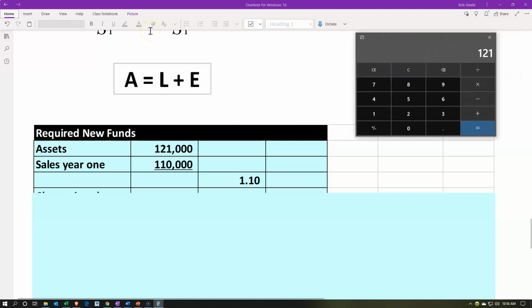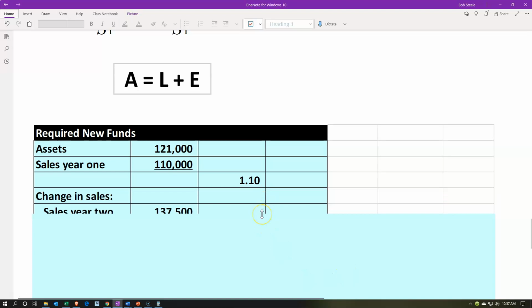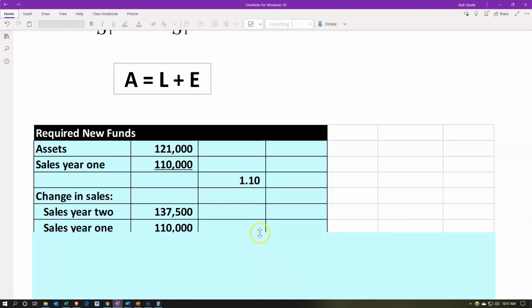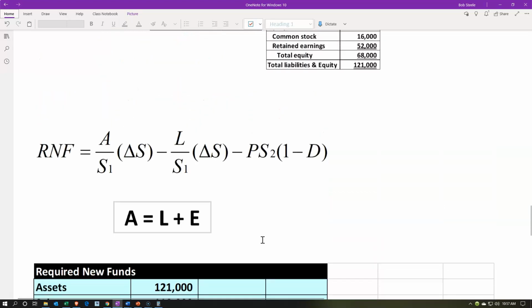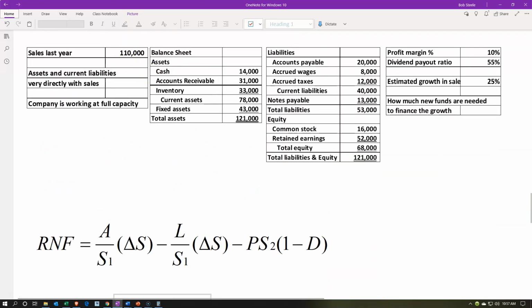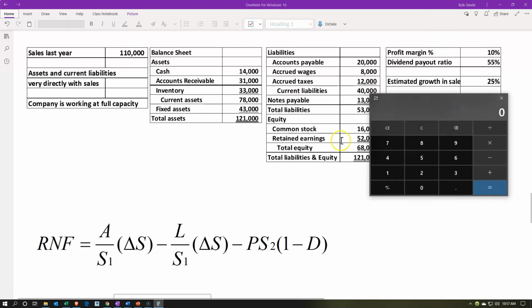So we got the 121,000 divided by the 110,000. That's going to give us 1.1 exactly. So no rounding issue there. And then we're going to say that we have the change in sales, and that means we're going to take the year 2 sales, or the projected sales, minus the year 1 sales. The year 1 sales are going to be that 110,000. Then we said there's going to be a 25% increase in year 2.